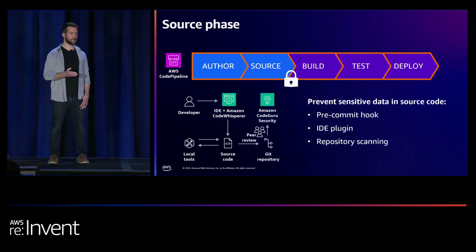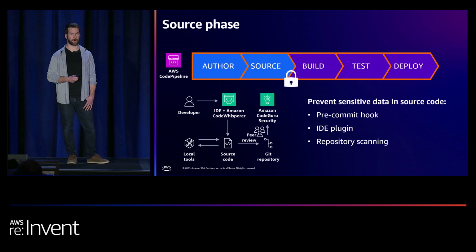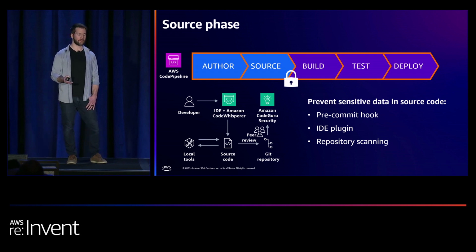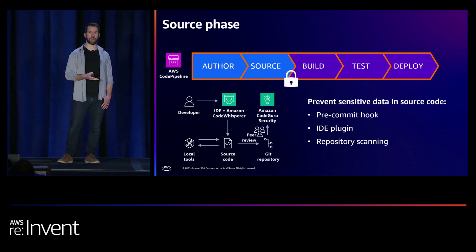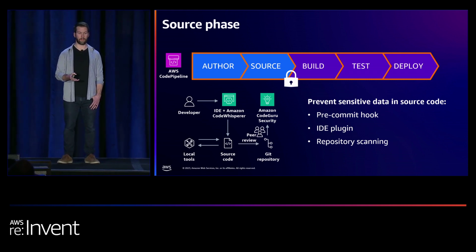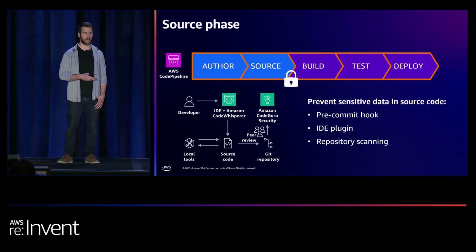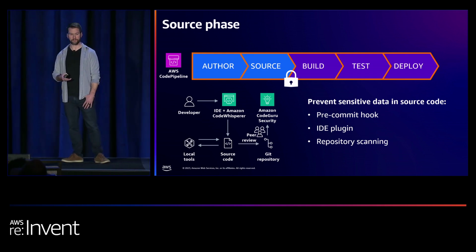Moving from the author phase to the source phase, this is where you're checking in your source code, such as Python or Java files. And you might want to peer review your source code at this step, or you might be pulling in an existing artifact or open source code, right?